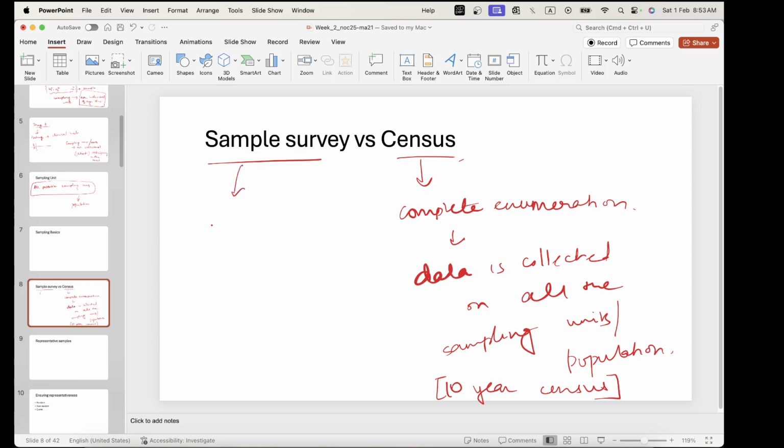But sample survey is different. We just sample a part of the population and collect data on that part.